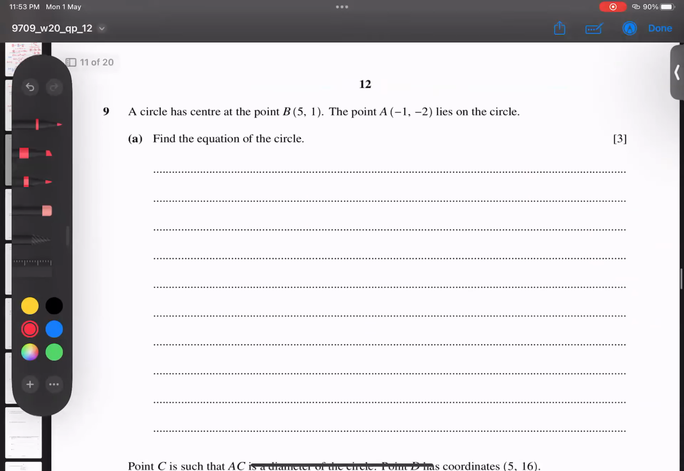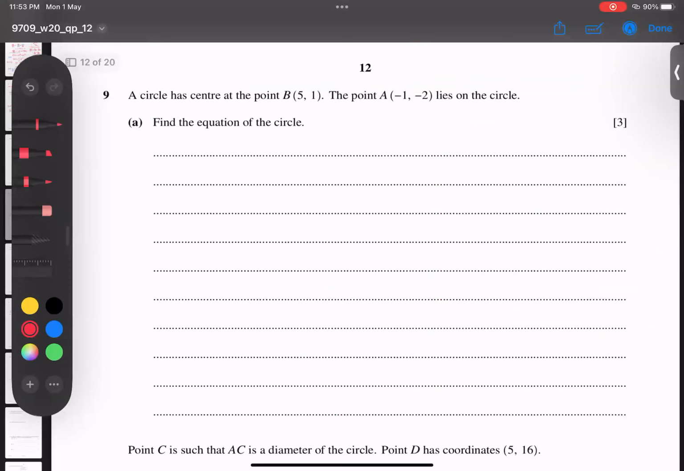So question number 9 now. For question number 9, we have a circle with a center given, and he mentioned this point lies on the circle, and find the equation of the circle. What is the equation of a circle formula, students? X minus a whole square plus y minus b whole square equals radius square. And you know it very well.